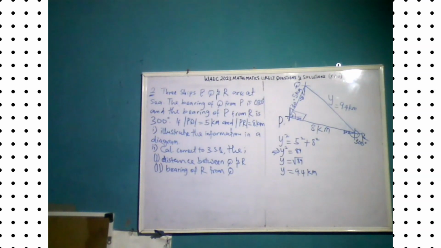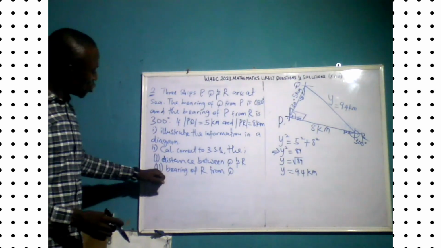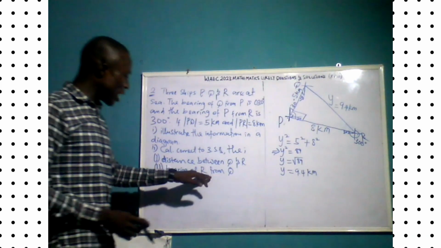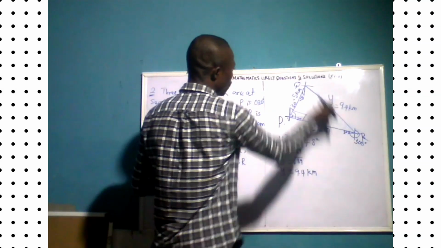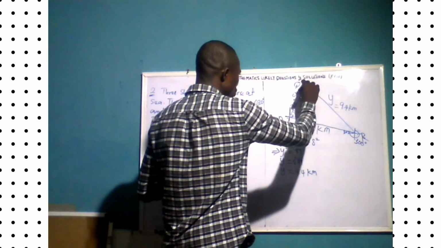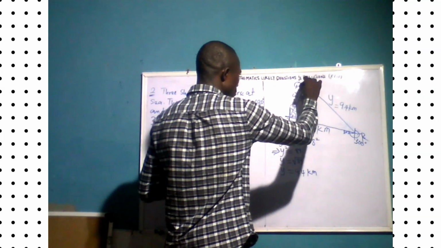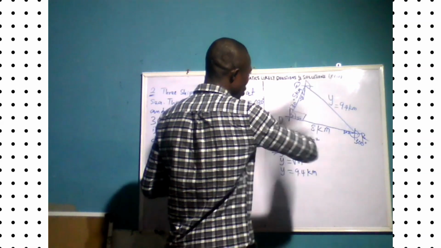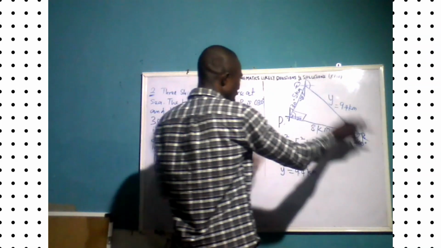Now question number 2, Roman figure 2, number 2. We have to find the bearing of R from Q. We have to find this angle. This angle will give us the bearing of R from Q.